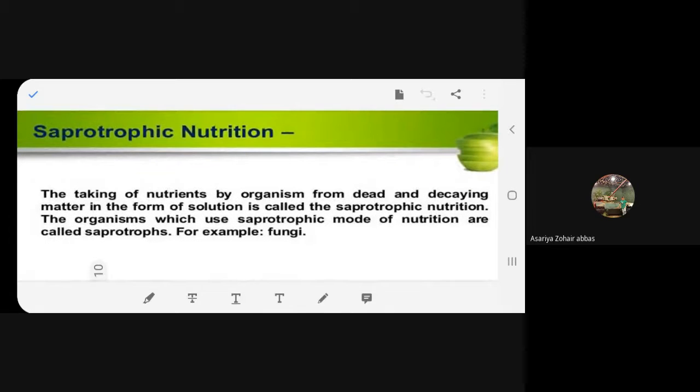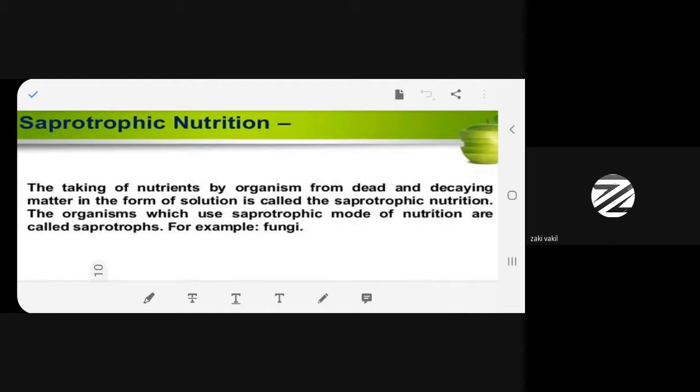So we are through autotrophs and heterotrophs. Now we are going to do saprotrophs. Understood, beta? Okay, read.